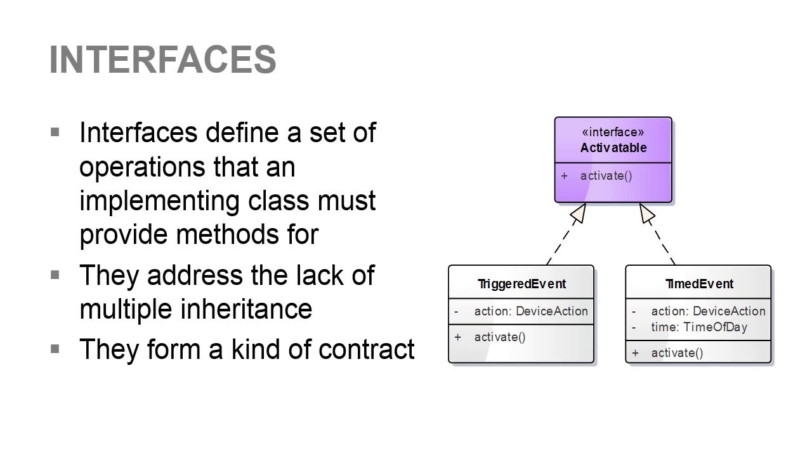Any class that realizes an interface is obliged to provide implementations of the operations whose signatures are defined in that interface. So timed event and triggered event must both implement activate, though each can do it in a different way. The name of the interface has the stereotype interface above it.